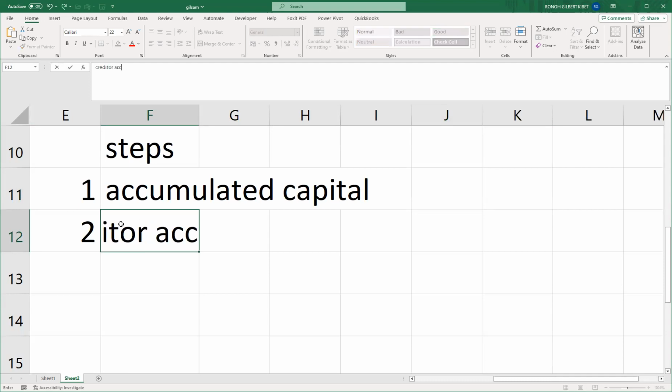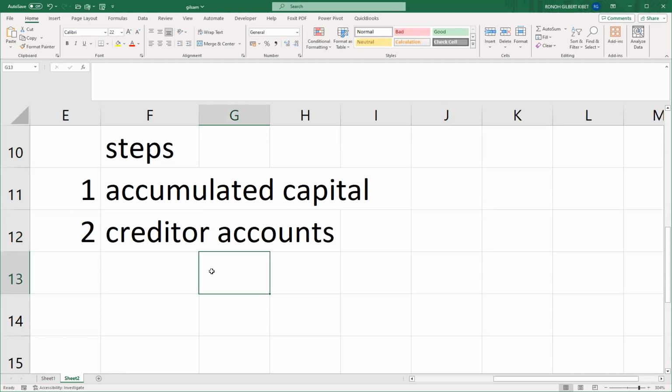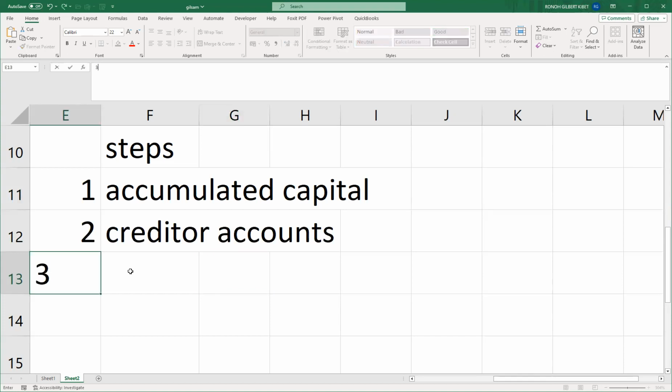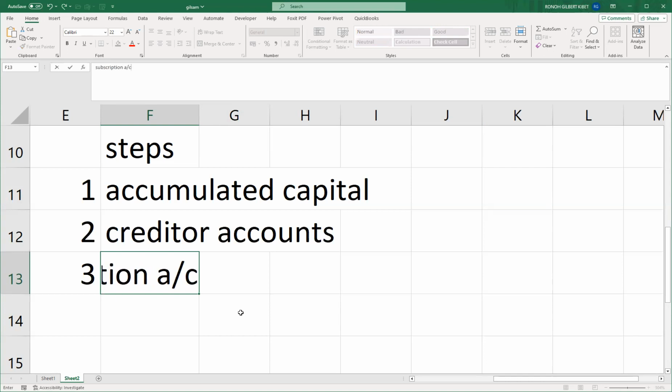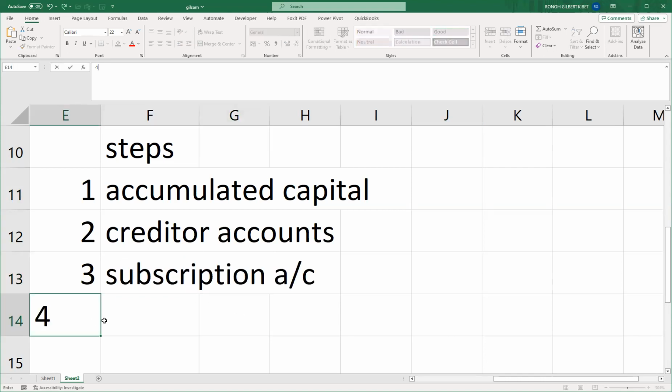The second one is that you need to have what is called the creditors account. Because this non-profit organization sells on a cash basis, you don't need an account receivable. We only need accounts payable, so that we can determine how much was the credit purchases. Then after that, you need a subscription account. And then other adjustments, which we don't know unless the examiner has given us.